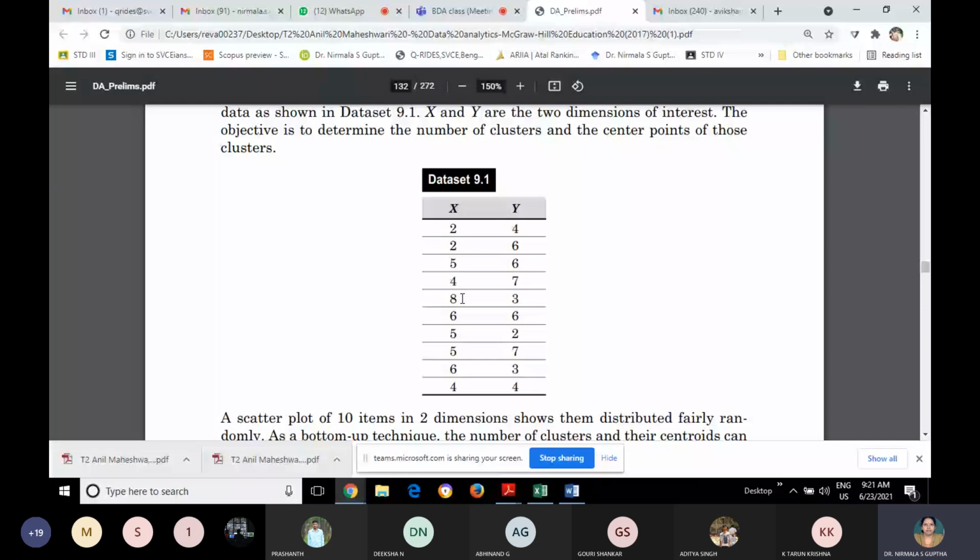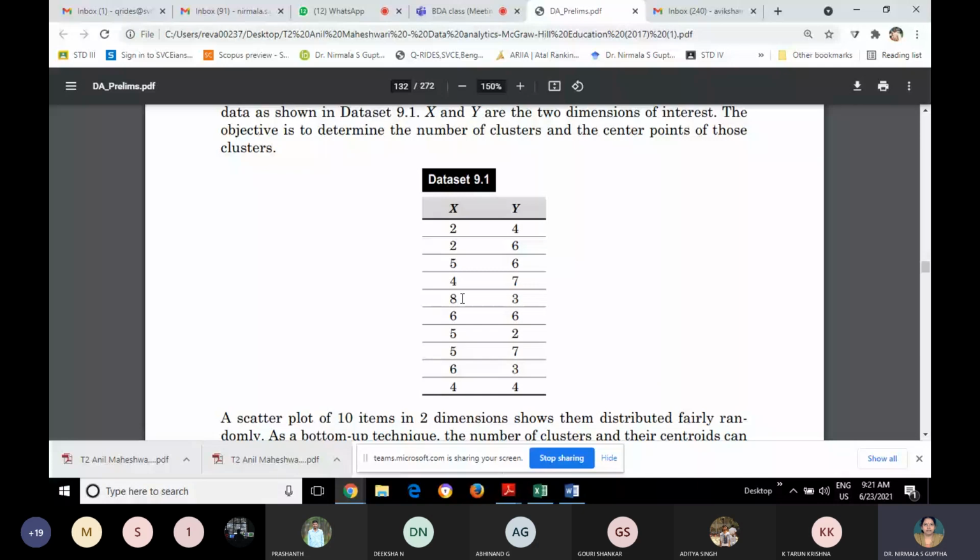Why am I telling you 0? You can see from the data set, the minimum value is 2, the maximum value is somewhere 8. Correct? Is it correct? Minimum value is 2. The maximum value in the 2 columns is 8. Am I right?